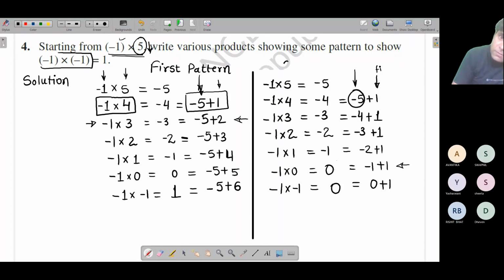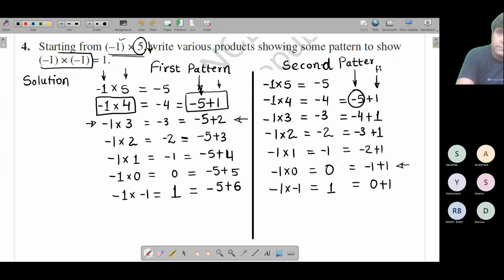Sir, in the last one, you have written it wrong, sir. It is not 0. Oh, sorry. No, it's my mistake. It is 0 plus 1. Sir, plus 1. And this is my second pattern. So you can write any one pattern in your exam.